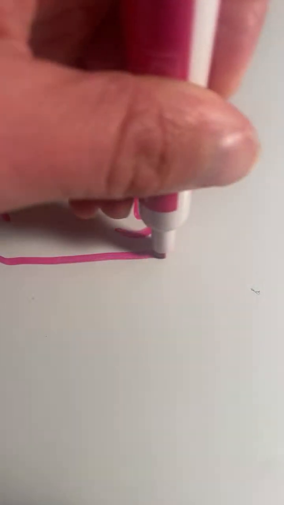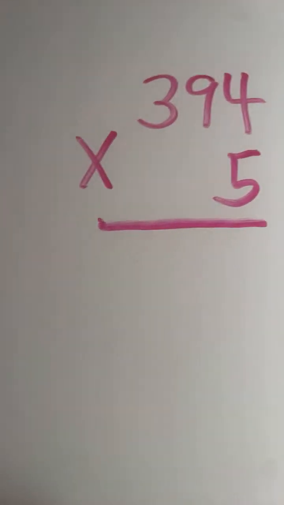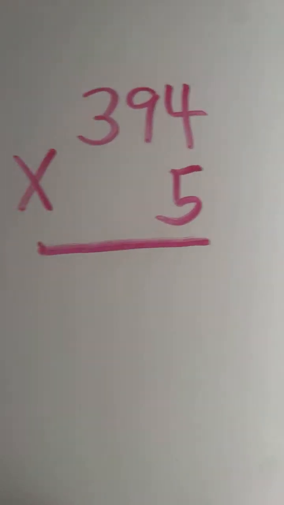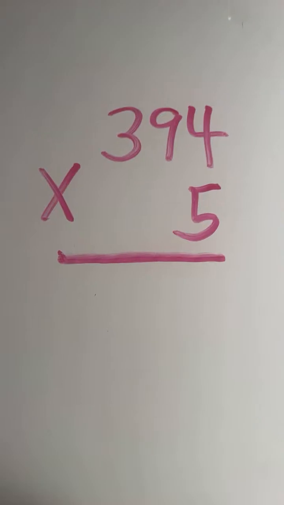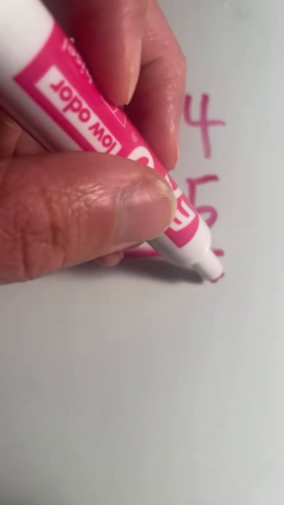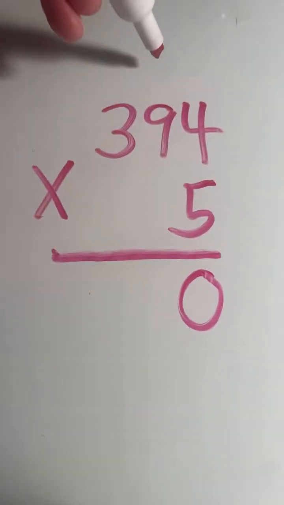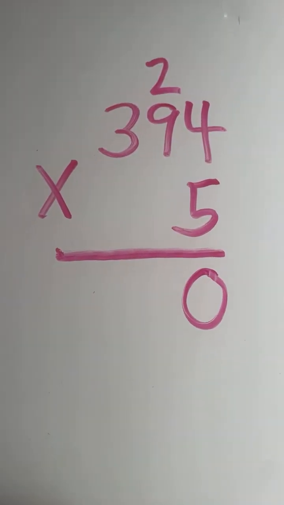394 times 5. So, starting in the ones place, we start with 4 times 5. 4 times 5 equals 20. We regroup because our product is more than 10. So the 0 in 20 goes in the ones place. The 2 in 20 gets carried over to the tens place.